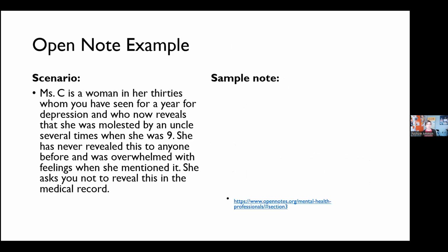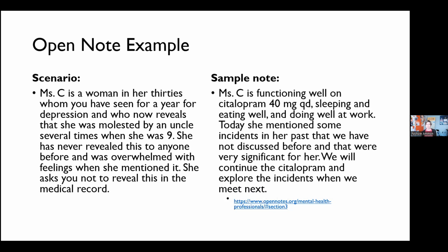And then here's a little scenario. Ms. C is a woman in her 30s, you've seen for a year for depression, who now reveals that she was molested by an uncle several times when she was 9. She had never revealed this to anyone and was overwhelmed with feelings when she mentioned it. She asked you not to put it in the medical record. So can you think of a way that you could write this so that you can honor that, but still achieve what you need to? I'll let you chew on it.